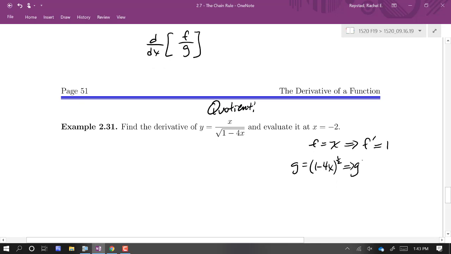All right, who wants to have a go at finding g prime? How do we start that? One half times 1 minus 4x to the power of negative 1/2 times, what is 4? Negative 4, yeah. And where does that negative 4 come from? From the inside of the parentheses. Right, yep. So there's our chain rule.